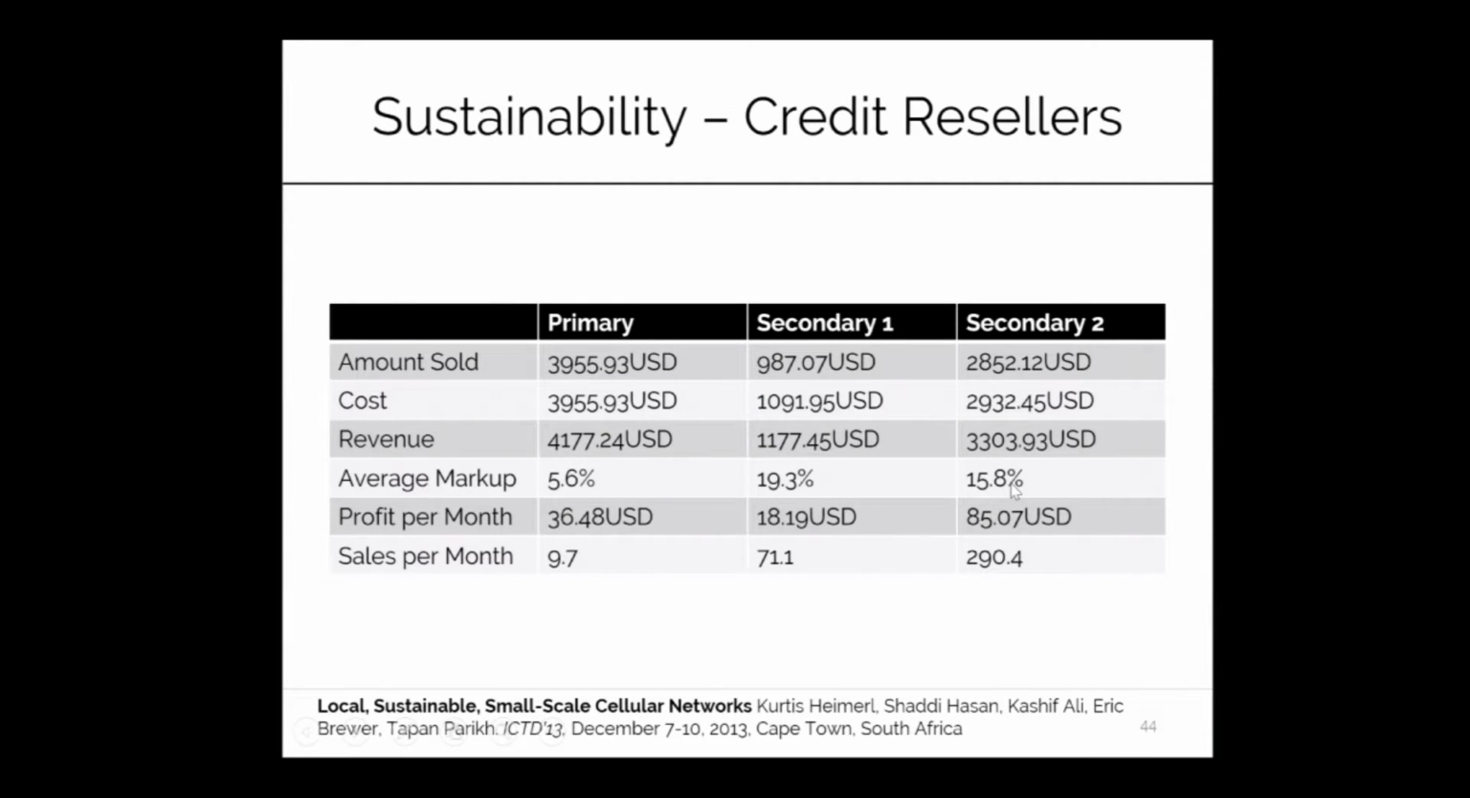So secondary 2 cut his prices in order to get a larger spot of the market, and he did, making $85 a month and doing an enormous amount of transactions. So this money is also flowing out to the people involved in the network broadly, not just the operators. So this is great, right?